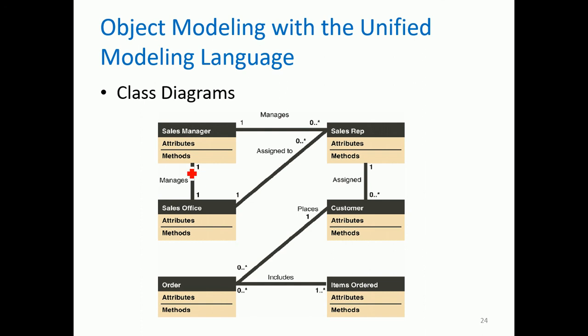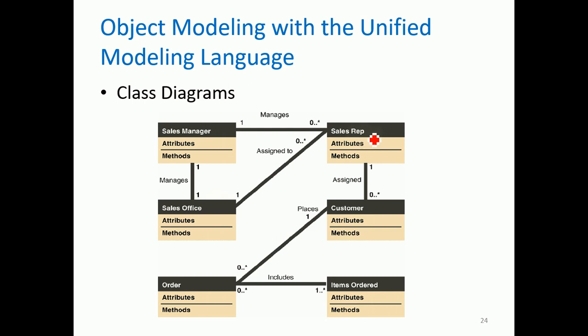Another one. One sales manager manages one and only one sales office, meaning a sales manager will only manage exclusively one office. He or she cannot manage two or more sales offices. And then also, one sales office is managed by one and only one sales manager. Also, a sales office cannot have two or more sales managers. Okay, next.